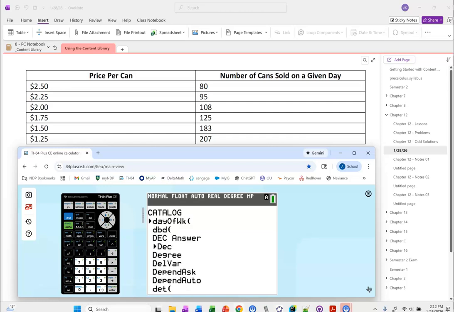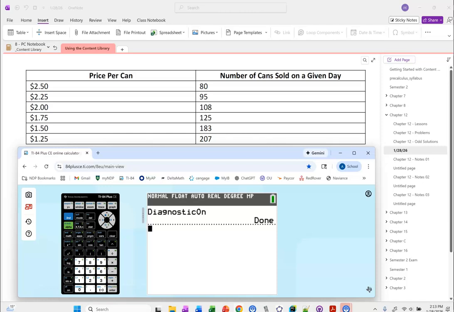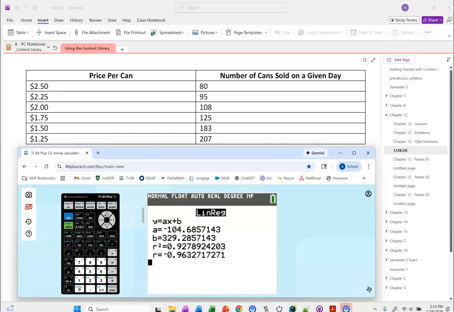So we could scroll all the way down to the D's, or if you look, there are these little green letters, A, B, C, D, etc. on the buttons. If I press the one with the green D, it skips me all the way down to the D's. That saves me a whole lot of button pushing. And I'm just going to scroll down till I see diagnostic on. Once I've found that command, I'm going to press enter to put it on the home screen and press enter again. Now it says done. So if I go back and do stat, calc, linreg, store it to Y1, and press enter, now your R's should show up.